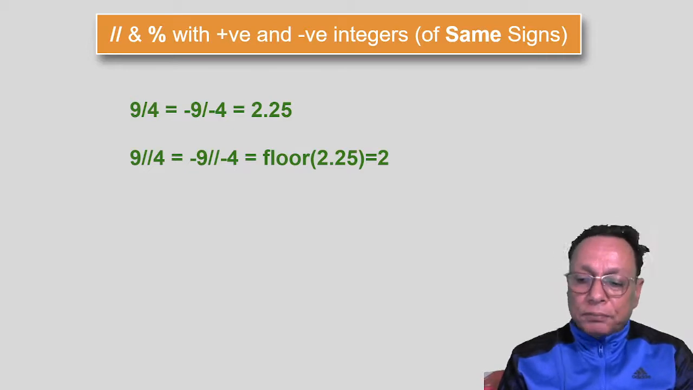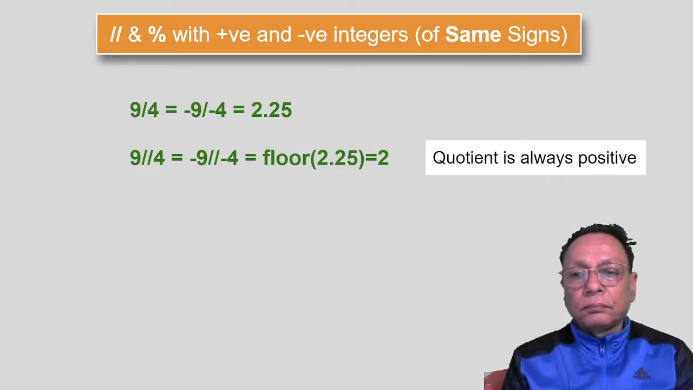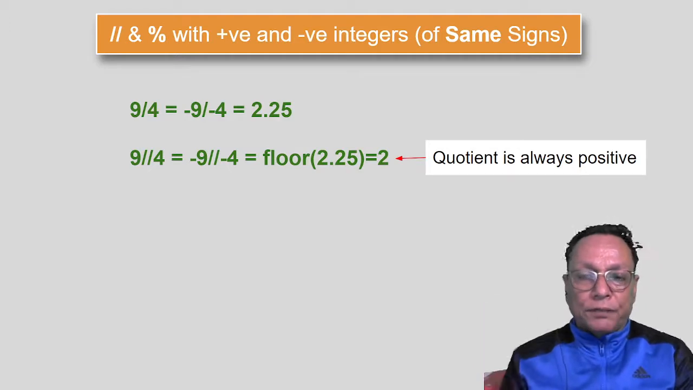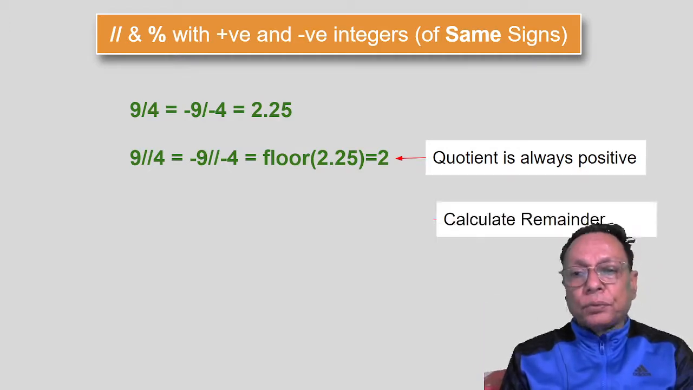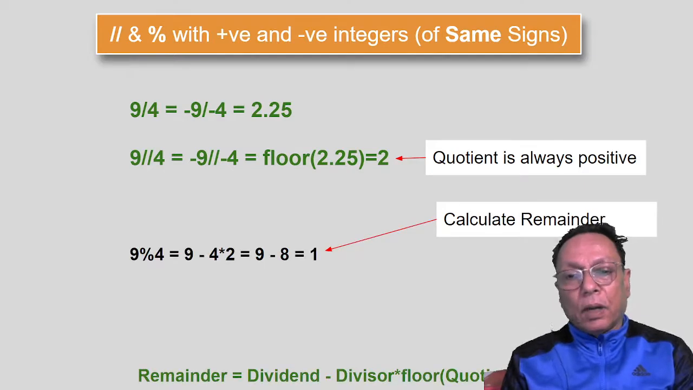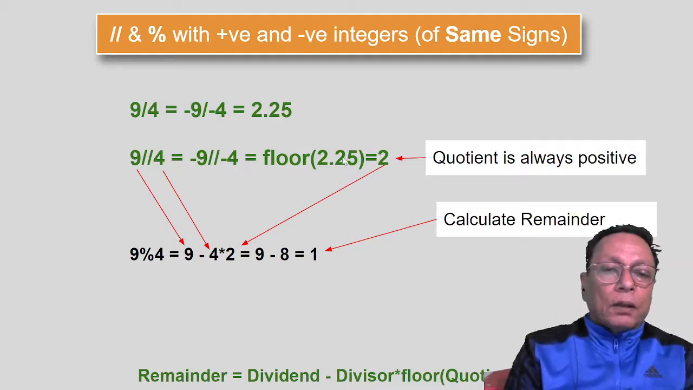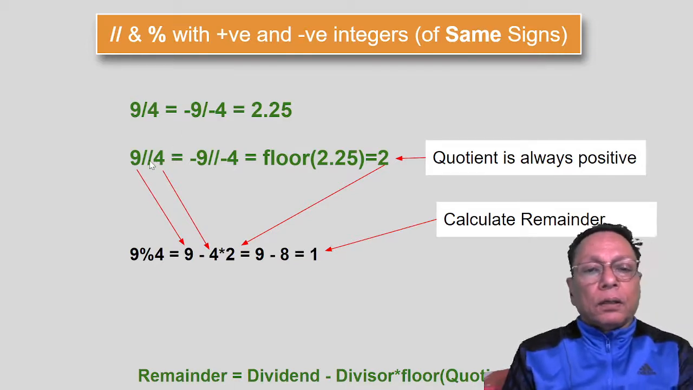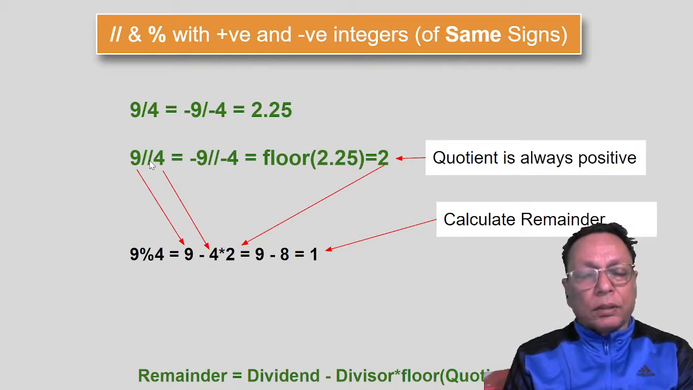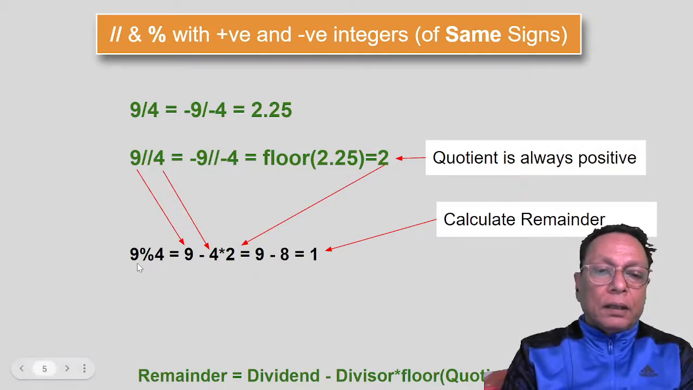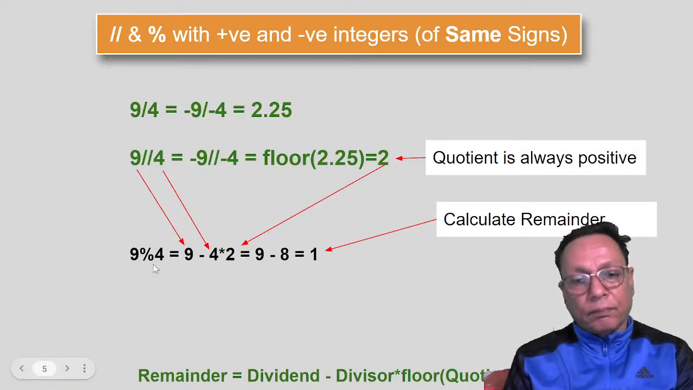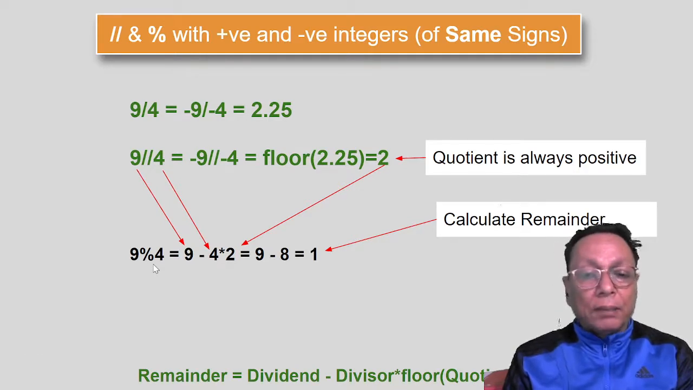So hope you understood this. Next, quotient is always positive. Now we are going to calculate the remainder. How to calculate the remainder? Just have a look at this expression. Here, you wanted to evaluate the quotient, and in the next case, I wanted to calculate the remainder. So see here, 9 modulo 4, obviously it will give you 1, but how?